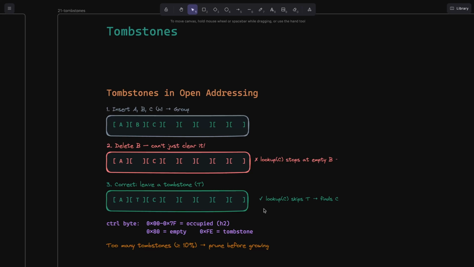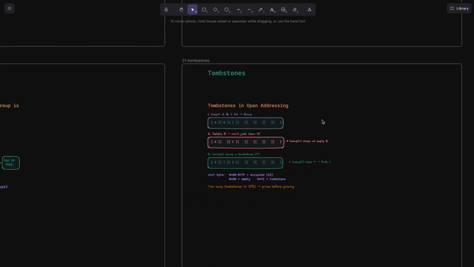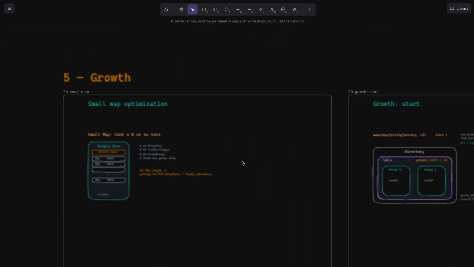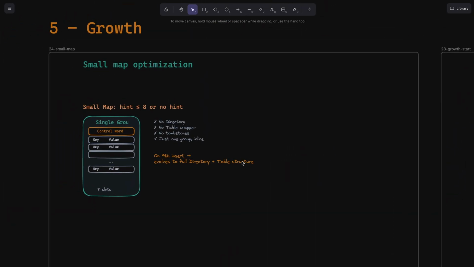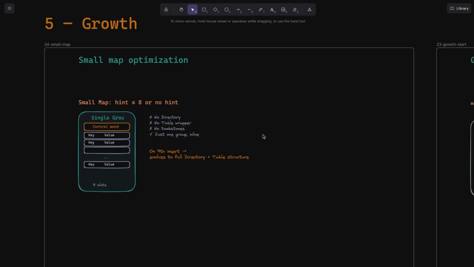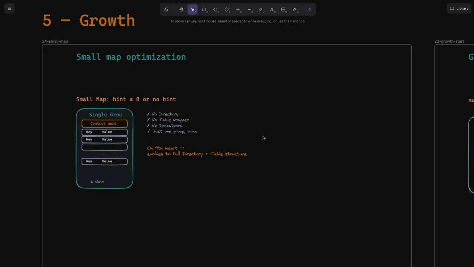Most maps in real code are tiny, so Go optimizes for that. A small map, 8 or fewer entries, is just a single group. No directory, no tables, none of this machinery. Only when it outgrows that does it evolve into the full structure. As you keep inserting, the table tracks how much room it has left. When a table fills up, it grows.